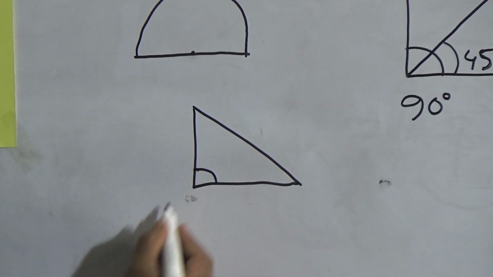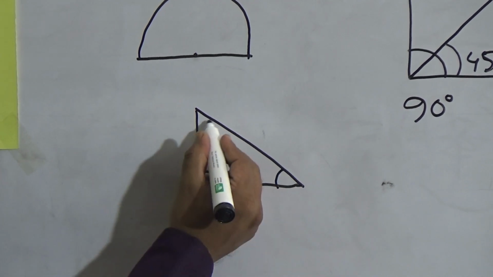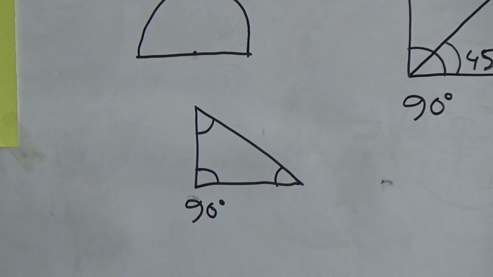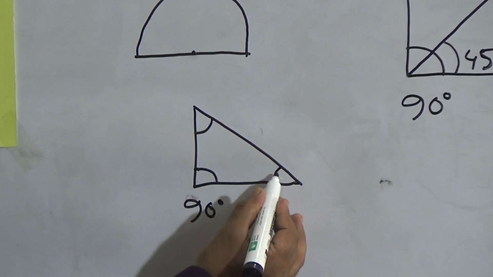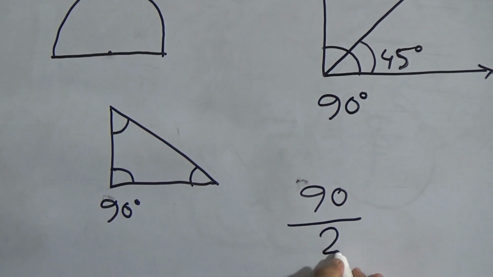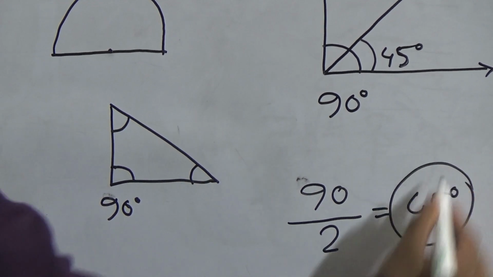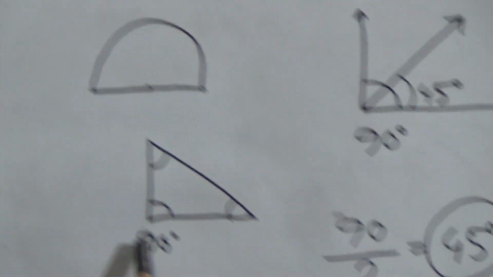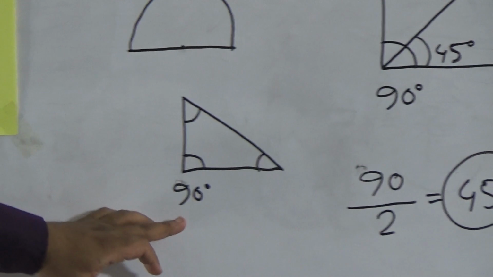This is a right angle, it's 90 degrees, and these two opposite angles are equal. So when they are equal, the sum of these two angles is 90 degrees, which means each of these two angles measures 45 degrees. That means we can draw 45 degrees and 90 degrees by a set square. So the answer will be 90 or 45.